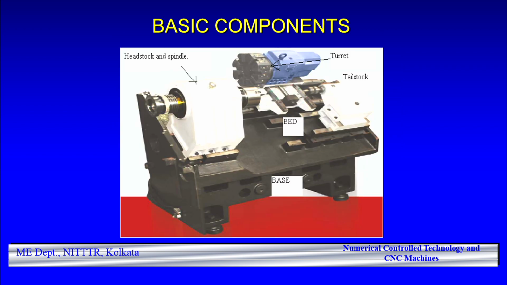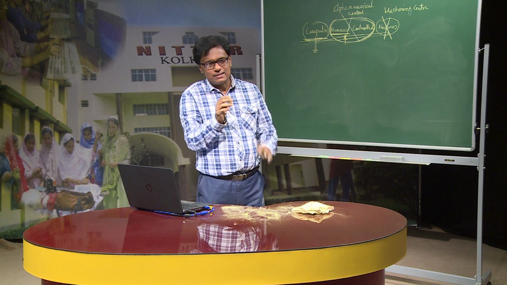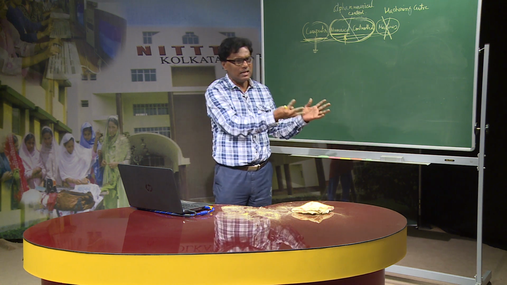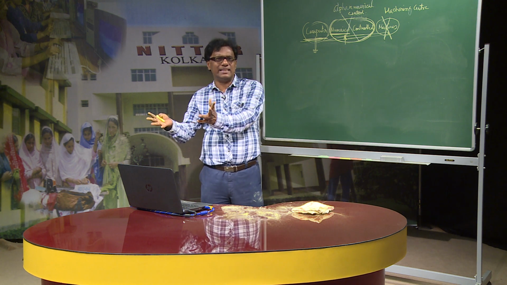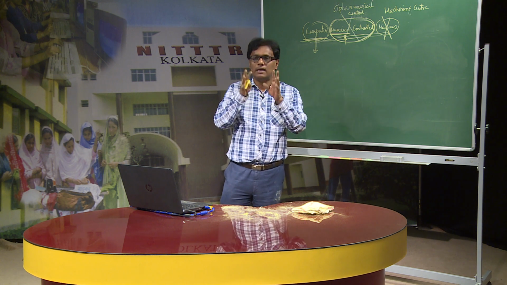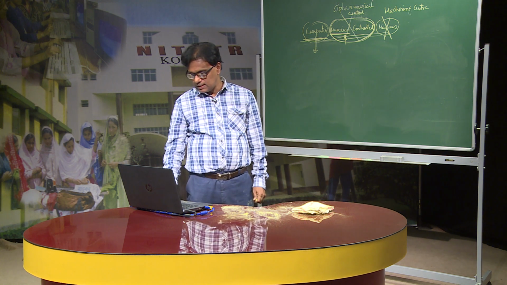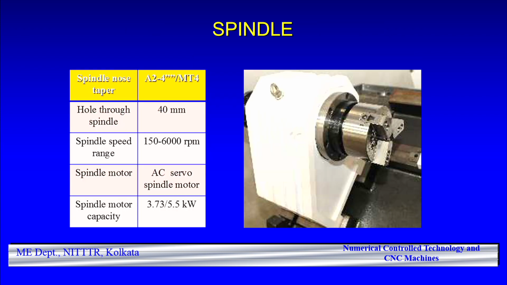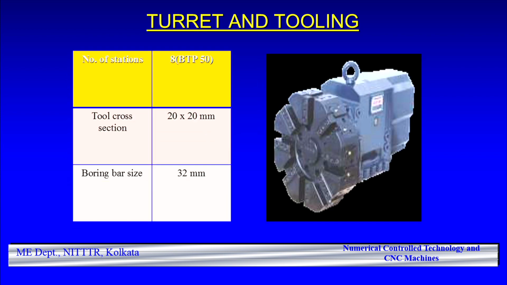If you see any CNC machine, as far as components are concerned, conventional machine and CNC machine components are more or less the same, except some very important parts, such as the lead screw. These are some technical specifications. If you want to purchase this CNC machine, you need to give them this specification.